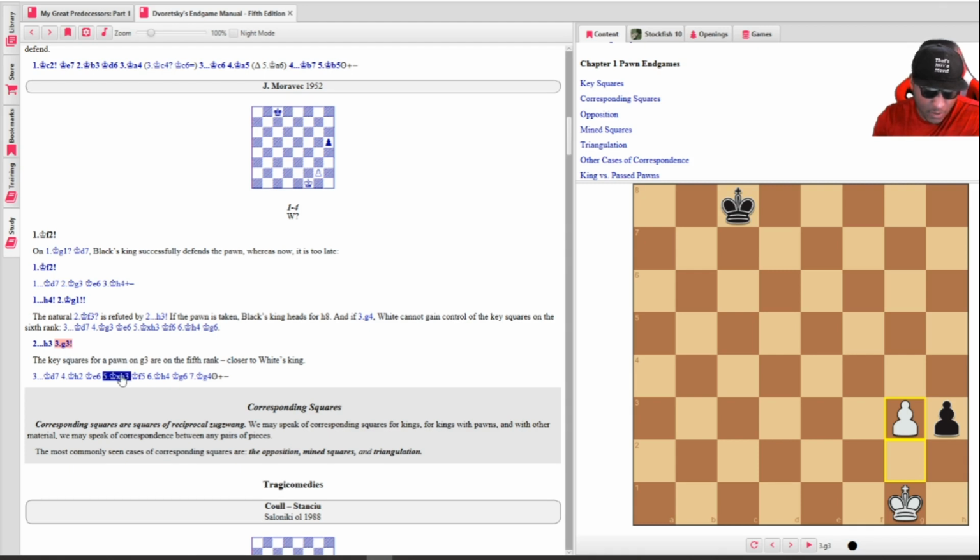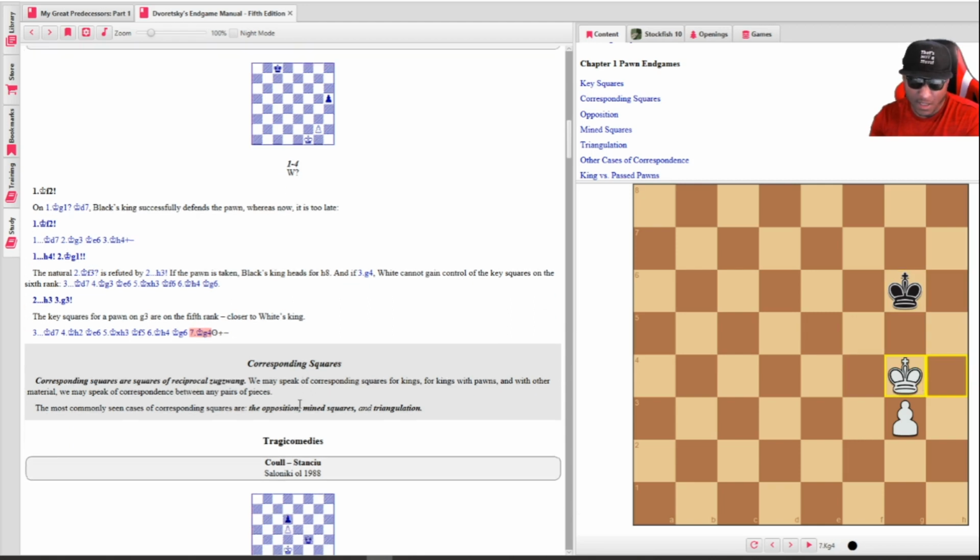The key squares for the pawn on g3 are on the 5th rank now, closer to white's king. Deep. That's deep chess right there. King d7, king h2, king e6, take, king f5, and there we go. We're right in front of the pawn. No matter where you move, there's opposition, and I'm feeling great. This is awesome. King g6, king g4. Okay, and that was it.